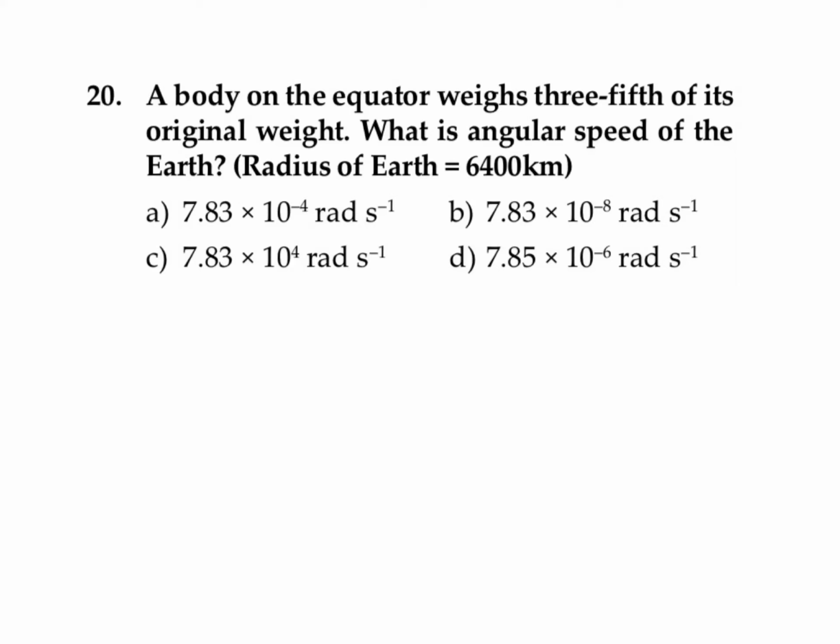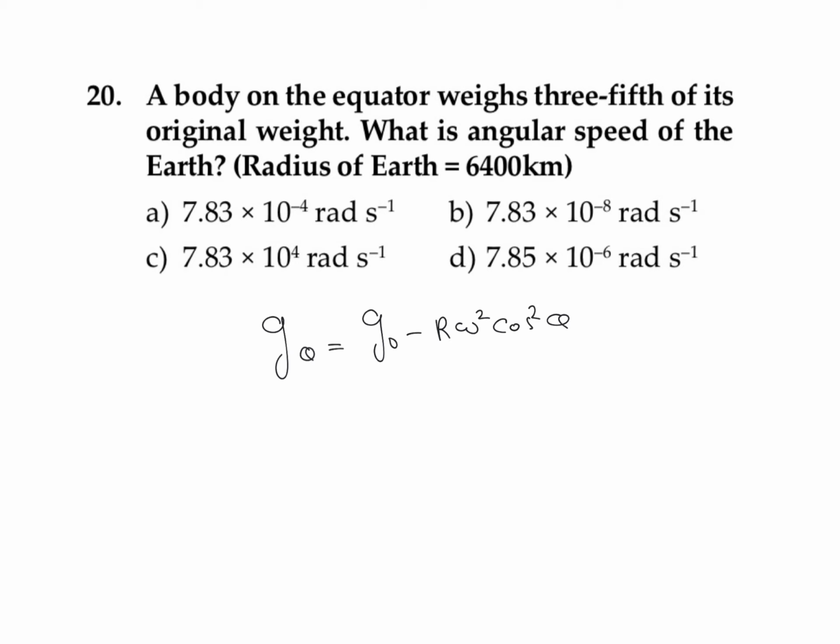And this question is: given that a body on the equator weighs 3/5 of its original weight, what is the angular speed of Earth? So we can take the equation for acceleration due to gravity at a latitude theta, that is equal to g naught minus r omega square into cos square theta.